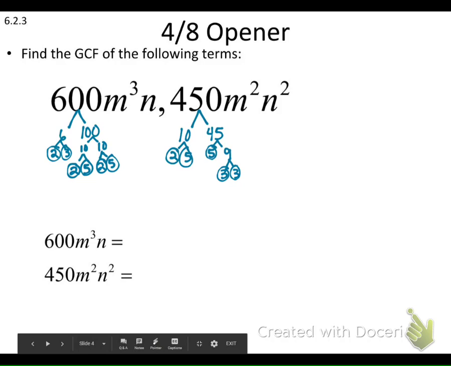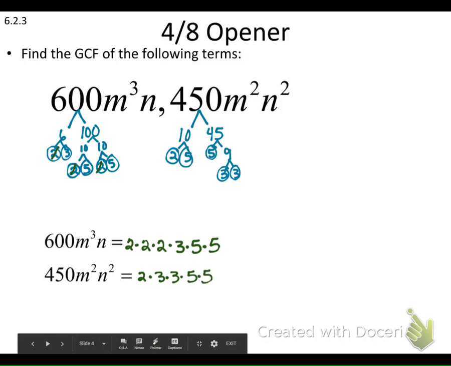So now I drop down. Next to the 600, I'm going to list my prime numbers in order from least to greatest. So when I list these in order from least to greatest, I'm going to write out 2 times 2 times 2, times 3 times 5 times 5. Okay? What are my prime numbers I'm going to write out for 450? 2 times 3 times 3 times 5.